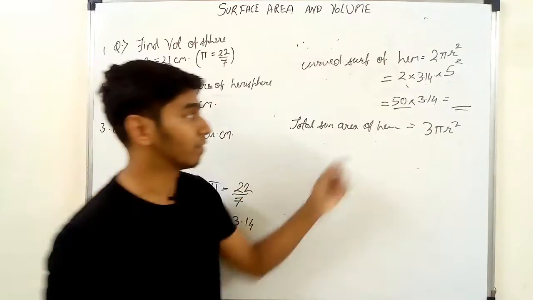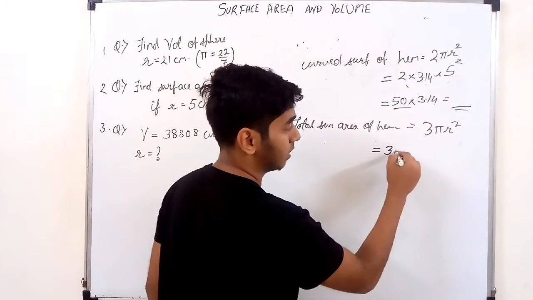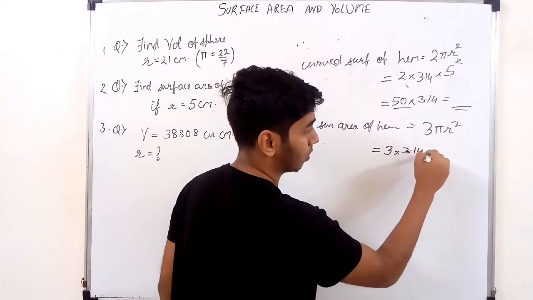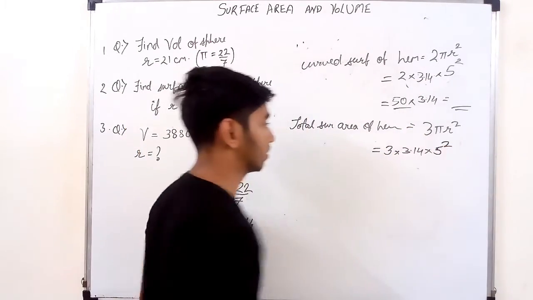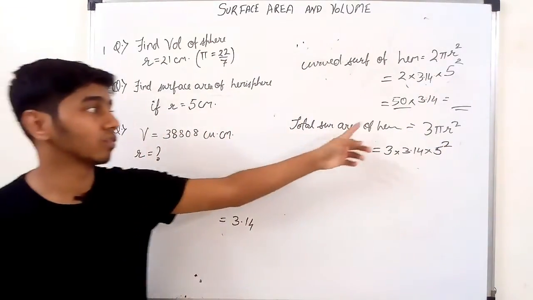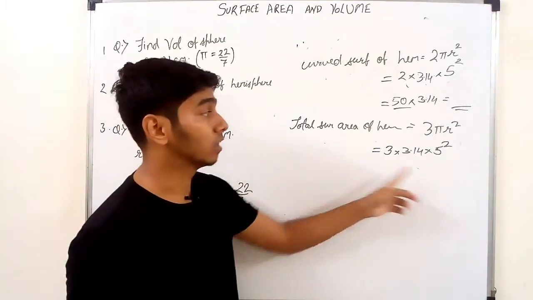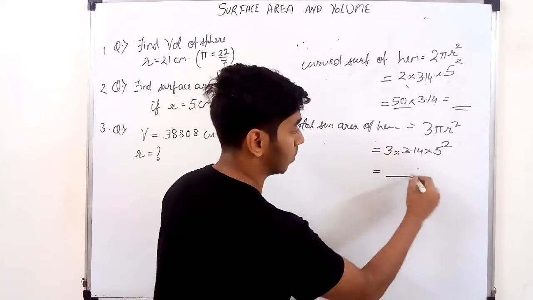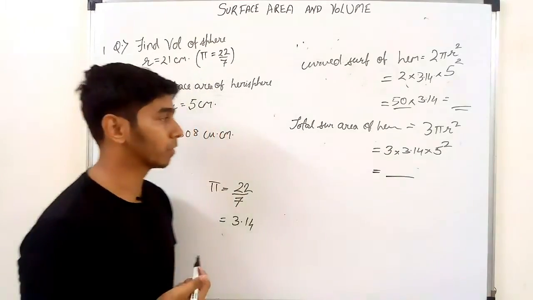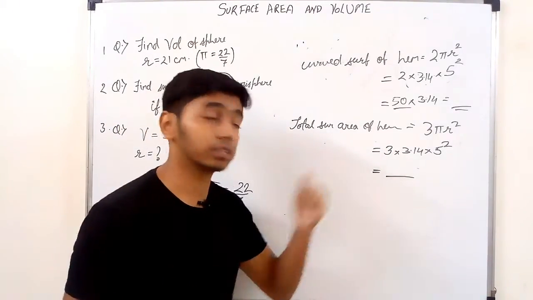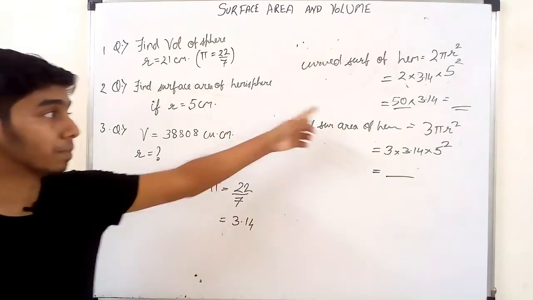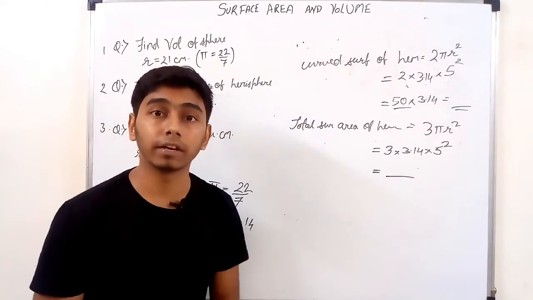Same way for this now. This will be 3 into 3.14, and r is 5, so 5 square. This is how you find the total surface area of a hemisphere. Now you can multiply this and that will be your answer. You can find the answer and check it in your textbook whether it's correct or not. This depends on your calculation, how you multiply it.